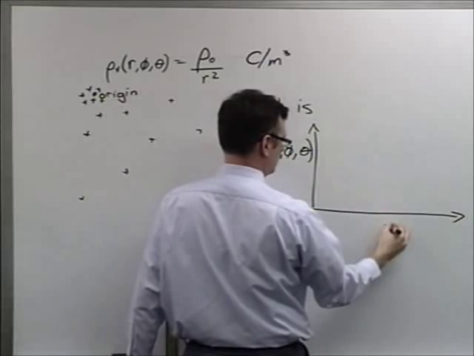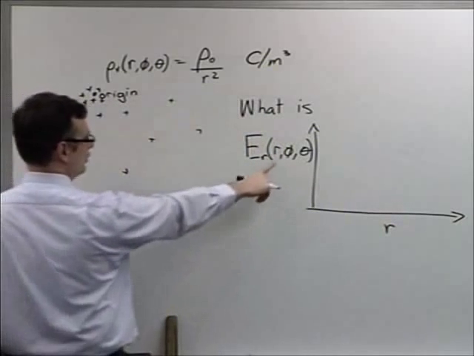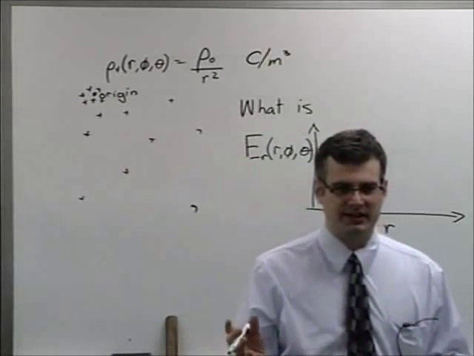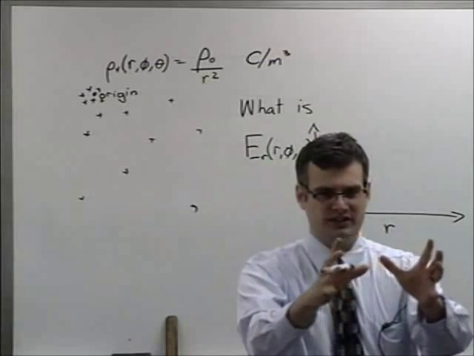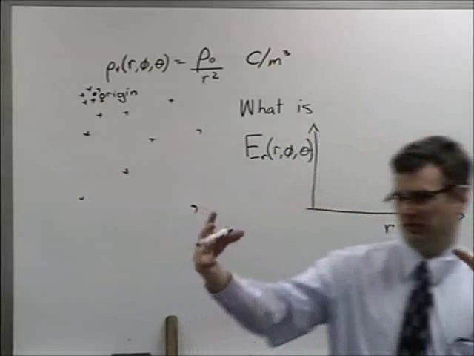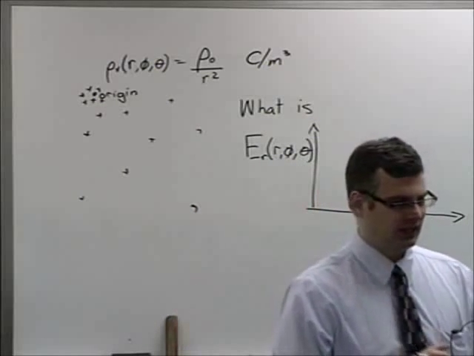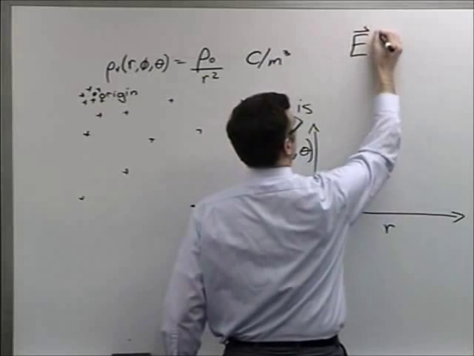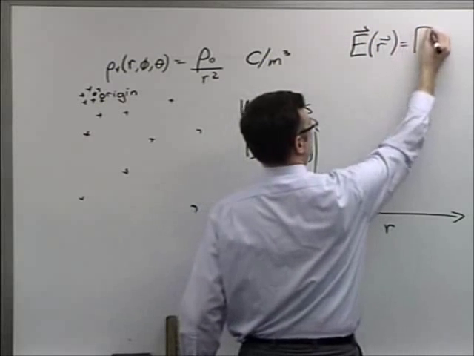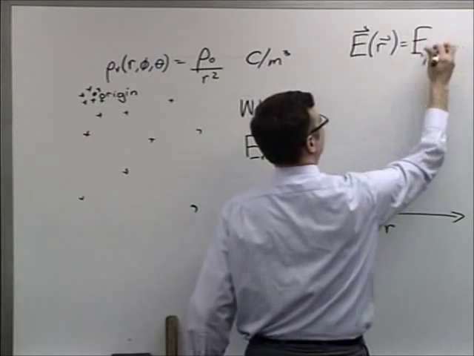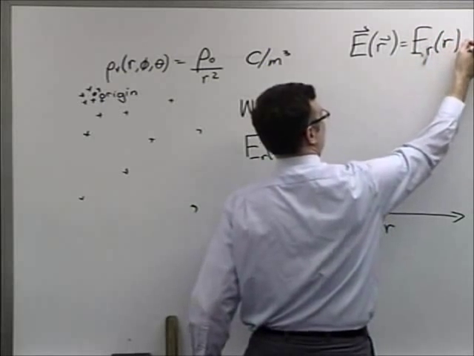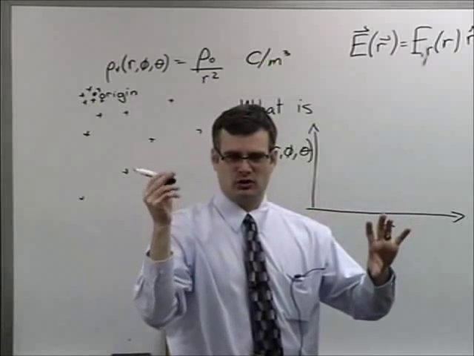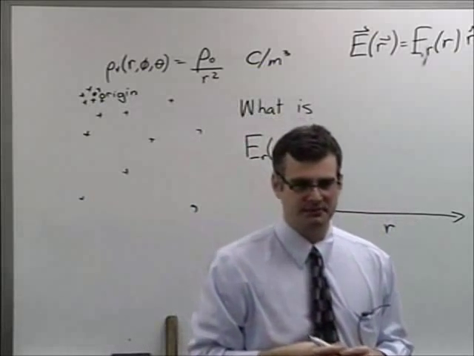So let's sketch what this would look like as a function of r. Technically, it should only be a function of r because my problem has spherical symmetry, right? There's no dependence on phi and theta in my charge distribution, only the distance away from the origin. So it doesn't matter where I look at this problem from. It always looks the same. So we should expect the final E field at any arbitrary point in space is really just E sub r as a function of just r. And it should be in the r hat direction, because the field should always point away from the charge, or towards it if it's negative, but along that same line.